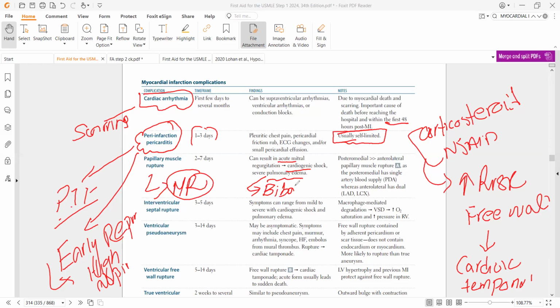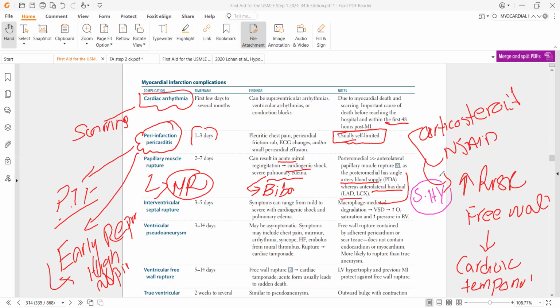So the posteromedial papillary muscle has a single artery blood supply. This is again high yield, whereas the anterolateral has dual blood supply. This is super high yield. So again, they give you a holosystolic murmur at the apex in the exam, maybe features of cardiogenic shock or MI, and they want to know the cause of this problem.